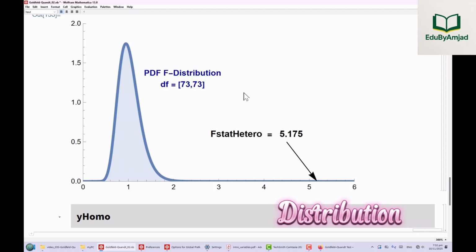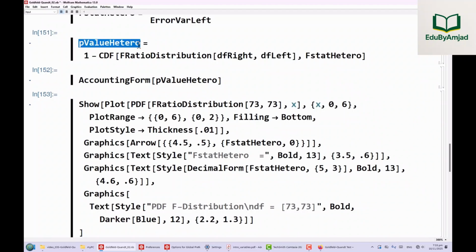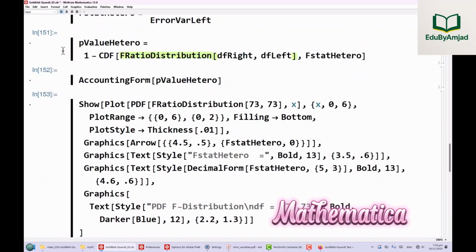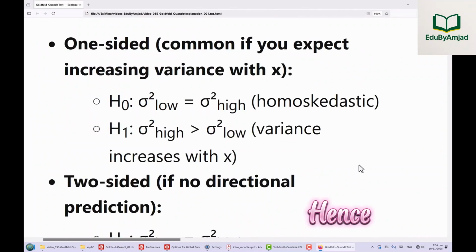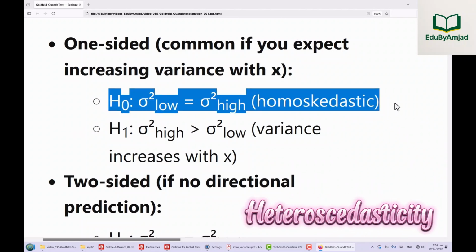Observe the graph of this distribution carefully. Our calculated test statistic lies in the right tail of the curve. The area under the curve to the right of this point represents the p-value, which is almost zero. This is confirmed by the Mathematica output. Hence, we reject the null hypothesis, and conclude that y-hetero exhibits heteroskedasticity.